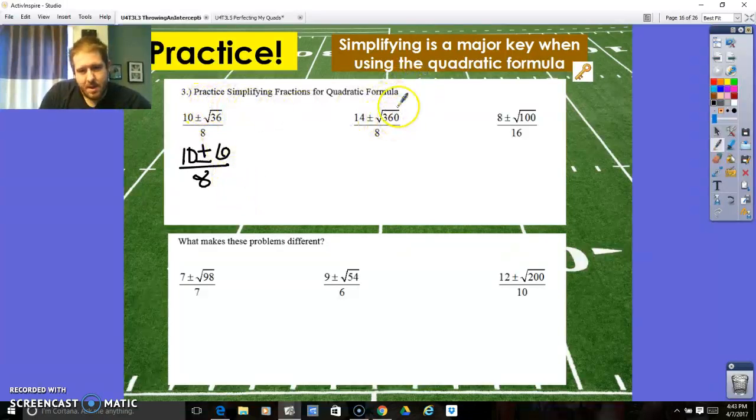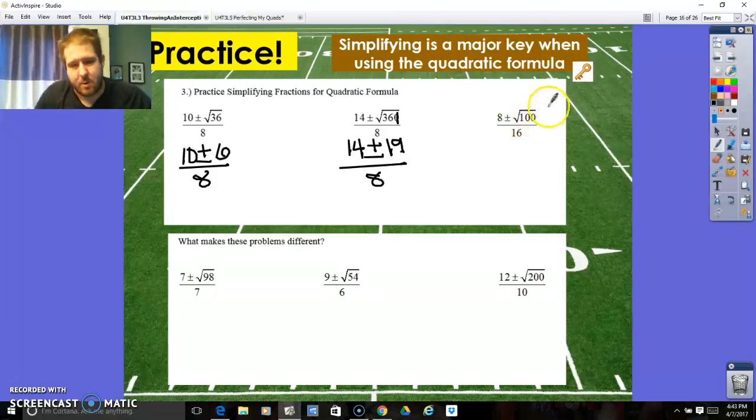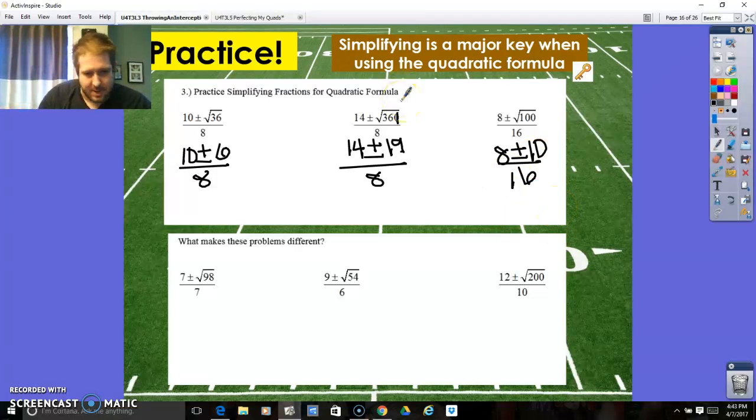All right, so this one, if it was 360, I believe I changed this one to 361, because if I'm not mistaken, 19 squared is 361. Just double check that. Yes, it is. So that's going to be 14 plus or minus 19 over 8. I just changed this problem up to make it work out perfectly. Another perfect square: if the discriminant is 100, the square root of 100 would be 10. So that would become 8 plus or minus 10 over 16. Then you can solve it twice, which I'm going to do on the next step, but I don't want to take too long in this video because I want to get to the next page.